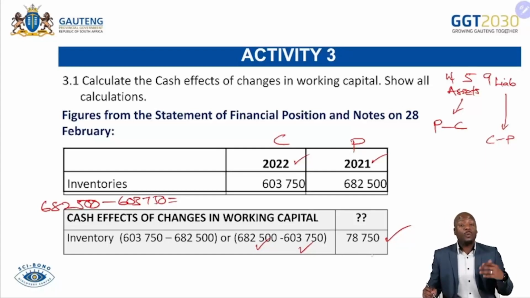Okay, so the other one is where you clearly understand that when my inventory is decreasing, that means inventory is going out. What is coming in? Cash. Remember, they move in opposite direction.